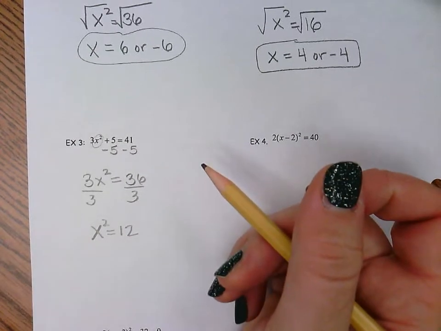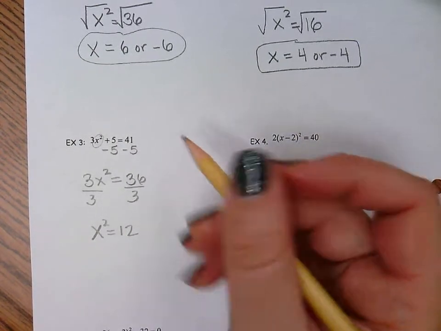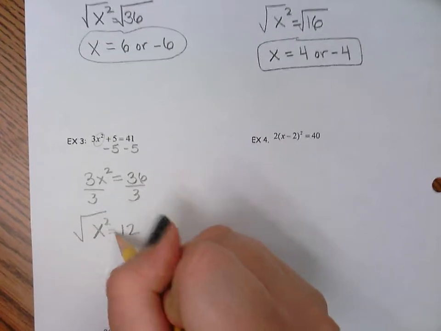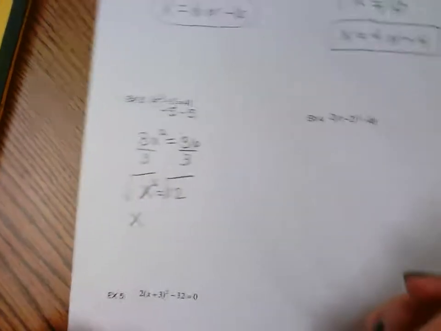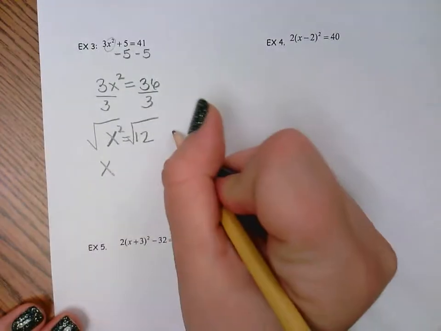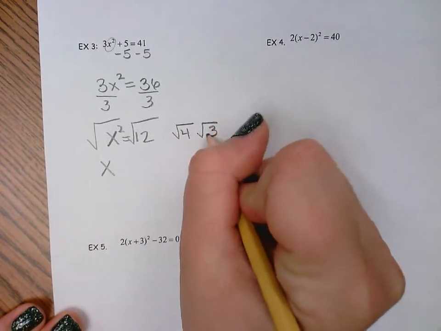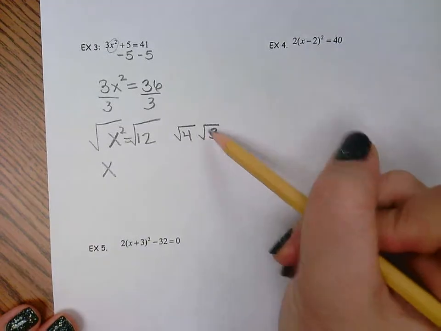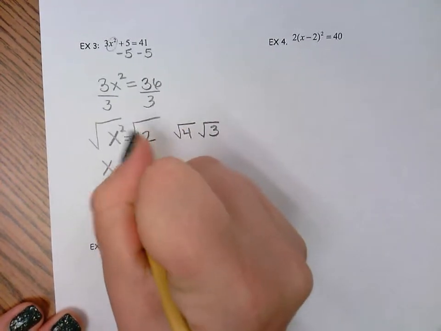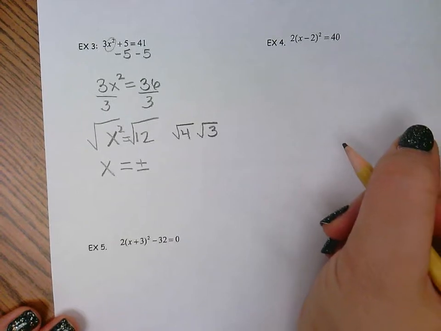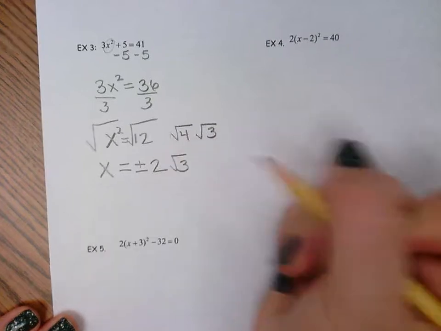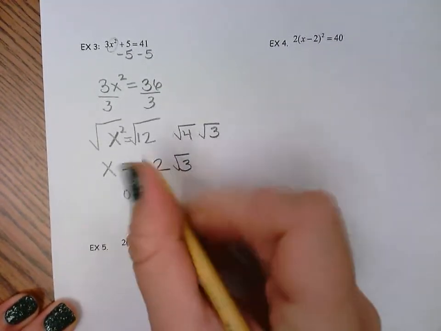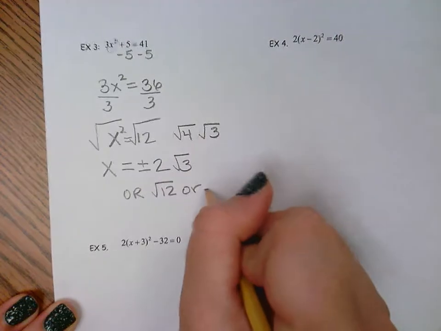So now I need to take the square root of both sides. When I take the square root of both sides, I've got to do some reduced radical form on my 12. So let's see, what are the factors of 12? Well, 4 times 3, right? Square root of 4 and the square root of 3. 4 is a perfect square, and 4 times 3 is 12. So my final solution is, remember, I can do plus or minus, and then this would be 2, and this is root 3. That's the same as saying the square root of 12 or negative square root of 12.